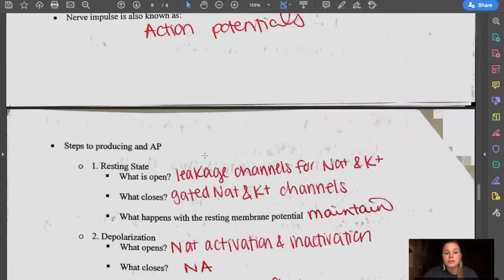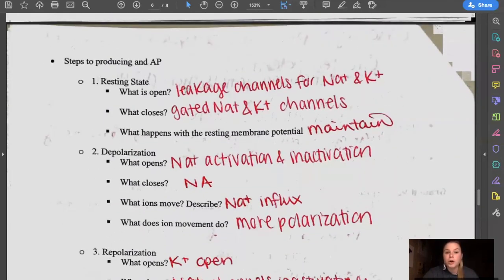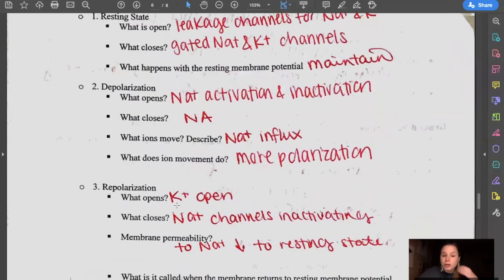So these are the nitty-gritty facts here. The resting potential, right, our leakage channels. I'm not going to explain all of this to you. You need to know during what state what is closed, what is open, and what comes in and out, right? So during depolarization, we have an influx of sodium, right? And it allows us to become more positive, and therefore we get higher, okay? And then we have repolarization where potassium comes out, right? Sodium is no longer active because it was active during depolarization, so it's not going to be active during repolarization, okay?